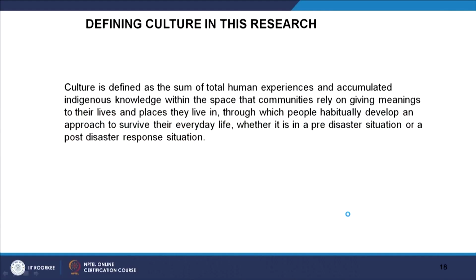So there is always a tension between the tradition and the modern, because obviously each influences the other. There is a contest between these subjects. And that's how I started defining how we can define culture. Culture is defined as a sum total of experiences and accumulated indigenous knowledge within the space that communities rely on, giving meaning to their lives and the places they live in, through which people habitually develop an approach to survive their everyday life, whether it is a pre-disaster situation or a post-disaster response situation. So here I brought in some experiences and how it transforms through their habitual practices.